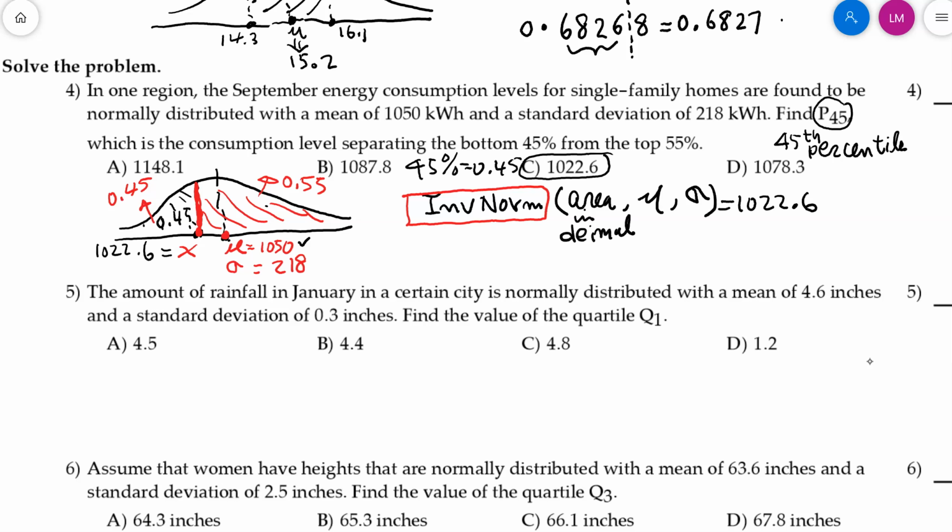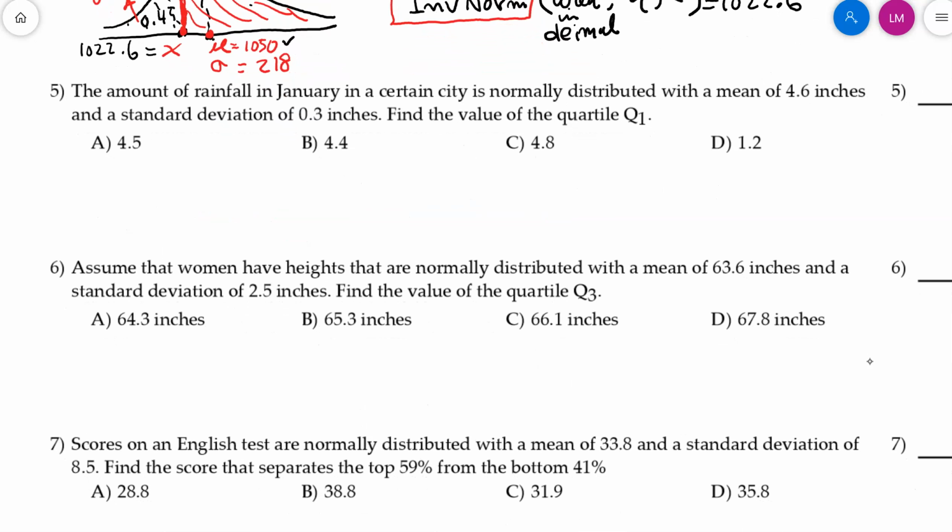Number 5. The amount of rainfall in January in a certain city is normally distributed with a mean of 4.6 inches and a standard deviation of 0.3. Find the value of Q1. What is Q1? Meaning of Q1? Q1 is the 25th percentile.